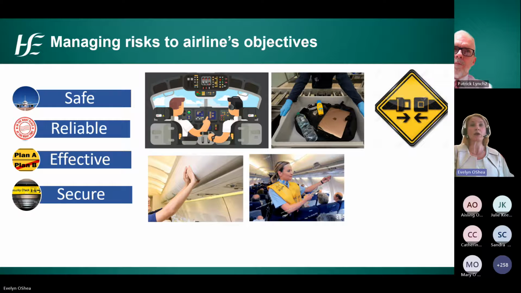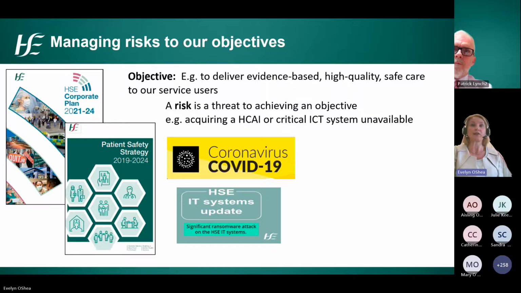In a similar way, we must look at our core objectives and identify what the risks or threats are to us achieving these objectives, and then, of course, manage these risks. Our core objectives may be from the HSE's corporate plan, or our organisation's or our team's mission statement or statement of purpose, or our programme's strategic plan or strategy. For example, the People Strategy, the National Cancer Strategy, the Patient Safety Strategy, and so on.